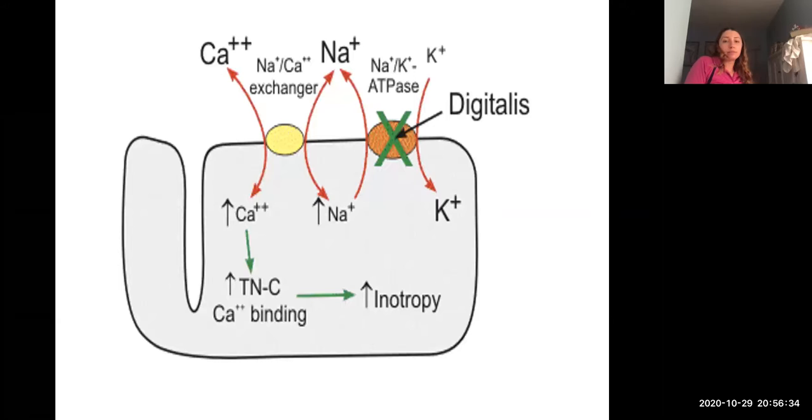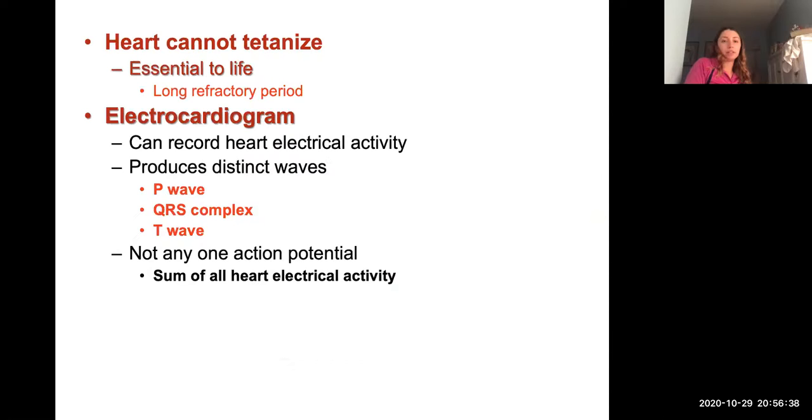Okay. So this is just showing you what it's doing. At the top, it says heart cannot tetanize. That means that it cannot seize up and stop. This long refractory period allows for it not to tetanize, because that's really bad. We don't want that at all.